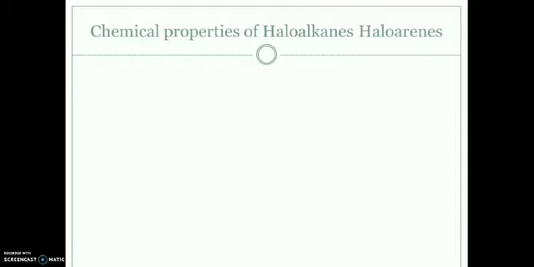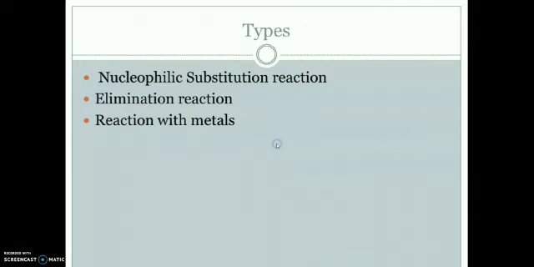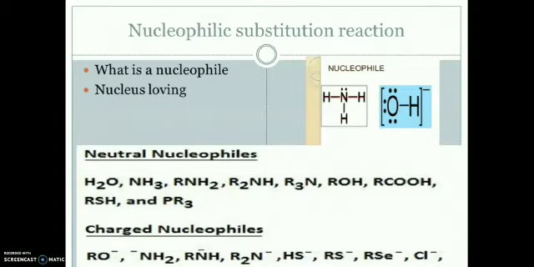So, chemical properties of haloalkanes and haloarenes. There are three types of chemical reaction these haloalkanes and haloarenes will undergo. The first one is nucleophilic substitution reaction. Second one is elimination reaction. Third one is reaction with metals. So, let's check what is nucleophilic substitution reaction.